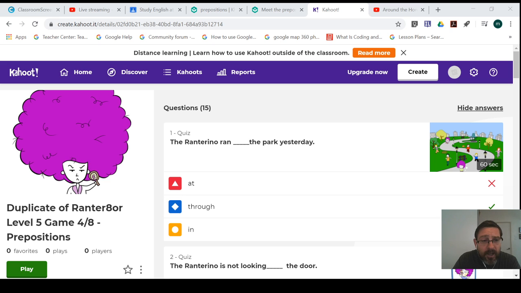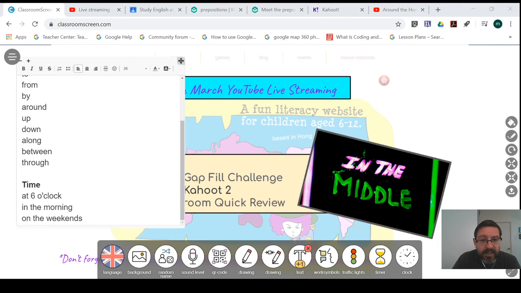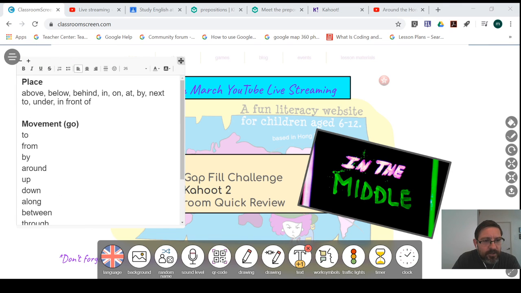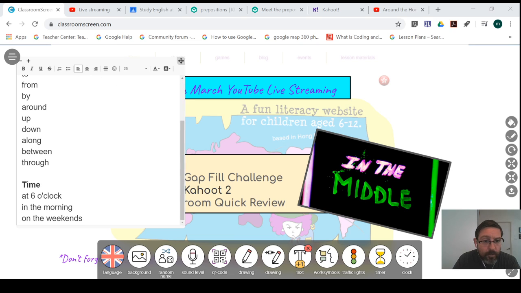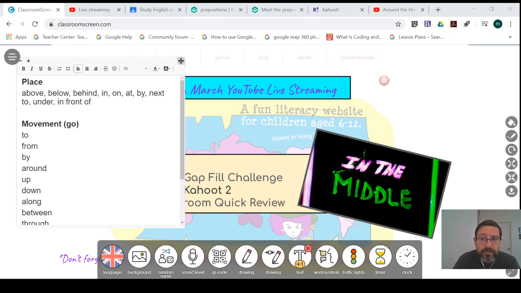So guys, as we play today's Kahoot, when you look at the sentence, before you answer, just think about it. Is this about where it is, the place? Is it about moving, or going, you know, from one place to another, up or down? Or is it about time? Okay, because that's going to help you to answer the questions. Okay, right. Let me just check the live chat one last time before we start.